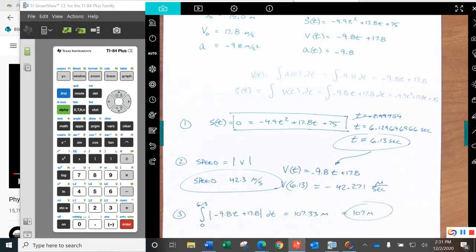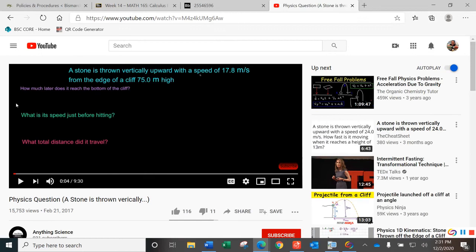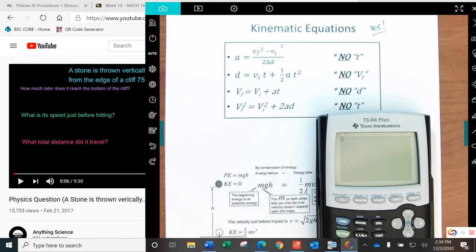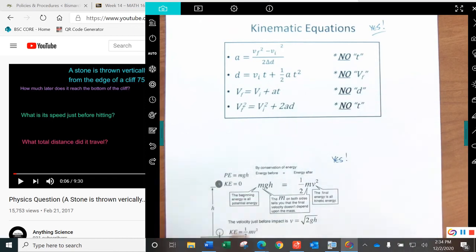Calculus, real smooth. What we'll do now is look at whether we can use those kinematic equations. And we absolutely can. In fact, the video that I was referring to here, if we push play, we can watch how the author of this video used the kinematic equations, and we'll get the exact same thing. We have all our answers, but this time we're going to look at it using our kinematic equations and also our conservation of energy.